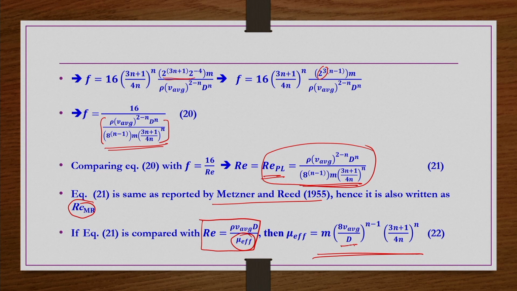This 8 V average by d is nothing but the nominal shear rate or true shear rate for the Newtonian case, and the nominal or apparent shear rate for the case of non-Newtonian fluids, that we have already seen in the case of capillary viscometers. Fine. So this is about the friction factor for a power law fluid flowing through circular tubes, right.